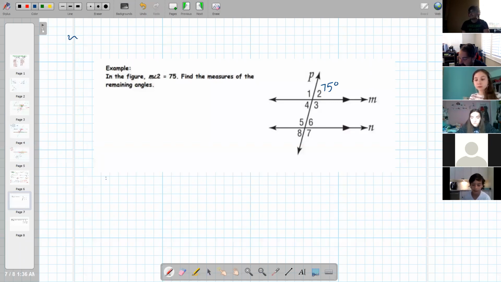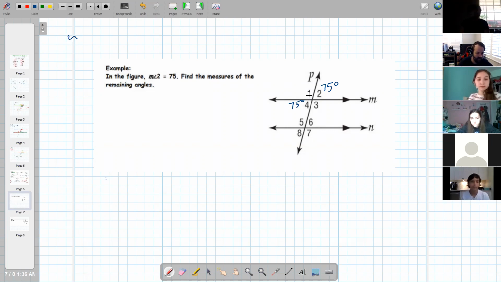Angle 4 is 75 degrees. How? Because it's vertical to angle 2. Absolutely. It's vertical to angle 2. It's 75 degrees. Great. Can somebody give me another angle from this picture and how or why they know that to be the case? Adrian, go ahead.